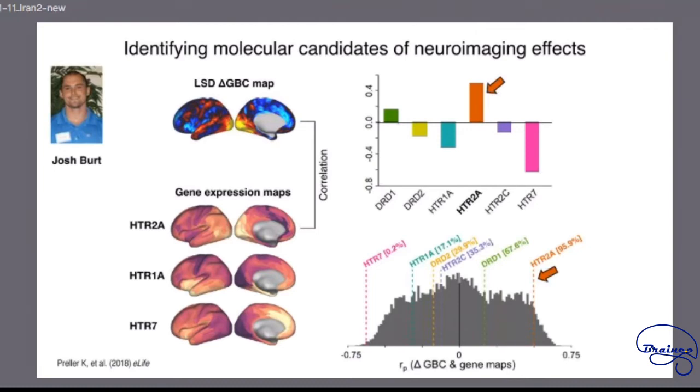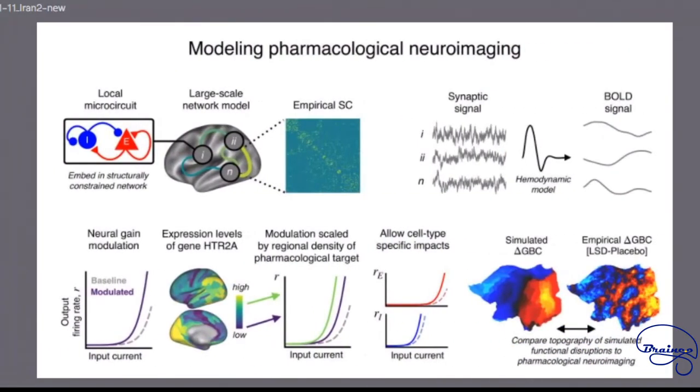Okay, so that's just jumping from the gene to the pharmacological neuroimaging. Can we model this, right? And so we're going to, again, use the same circuit model approach as I showed you. We're going to embed these local microcircuits in a large-scale network, constrained by structural connectivity, simulating synaptic and BOLD activity through a hemodynamic model. And now we're going to simulate the effect of the drug, within, again, a relatively simple model, right?